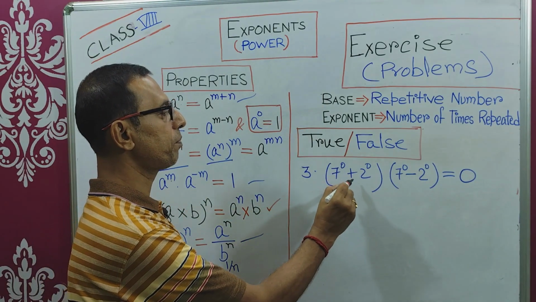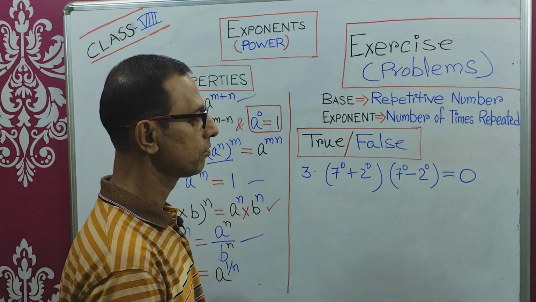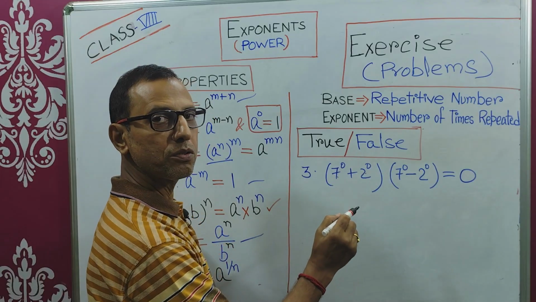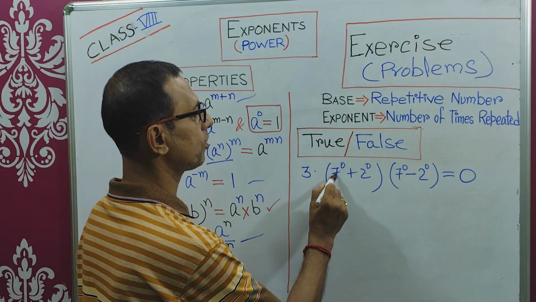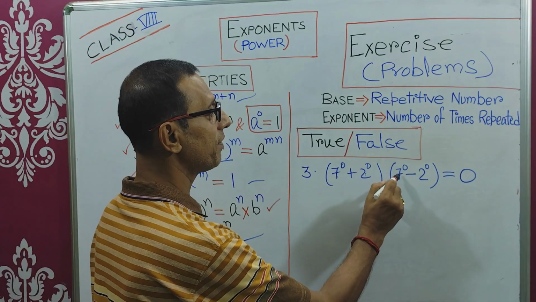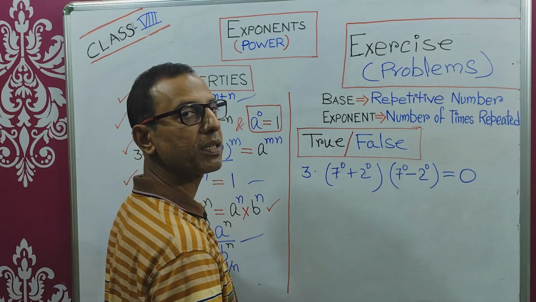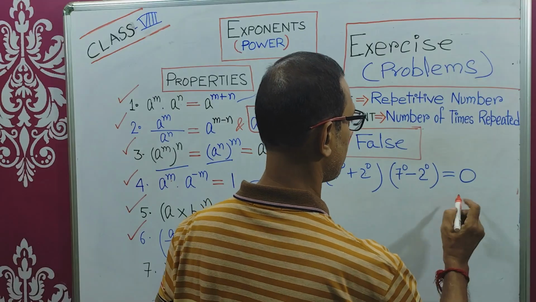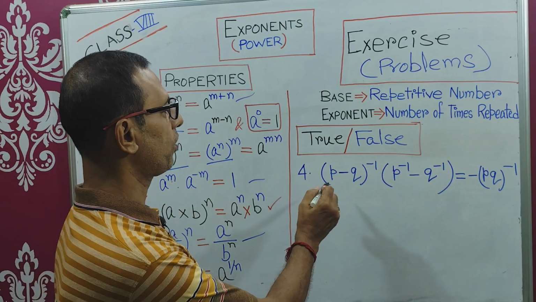Third one is 7 to the power 0 plus 2 to the power 0 into 7 to the power 0 minus 2 to the power 0 equals to 0. Whether it's right or wrong, straight away you can do that. 7 to the power 0 plus 2 to the power 0. So anything to the power 0 is 1 except when the base is equals to 0. So 7 to the power 0 is 1 plus 2 to the power 0 is 1. So 1 plus 1 is 2. But 7 to the power 0 is 1, 2 to the power 0 is 1. That means 1 minus 1 is 0. So 0 into any number is 0. That means it equals to 0. So it's a true statement. It is true.